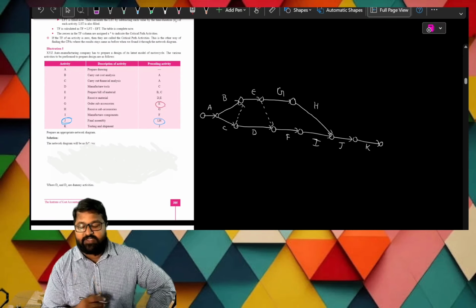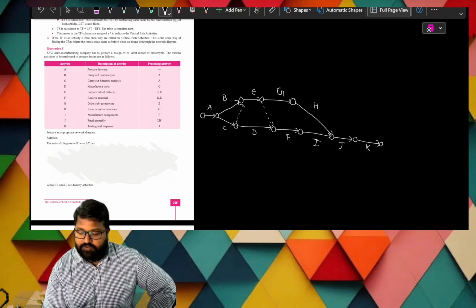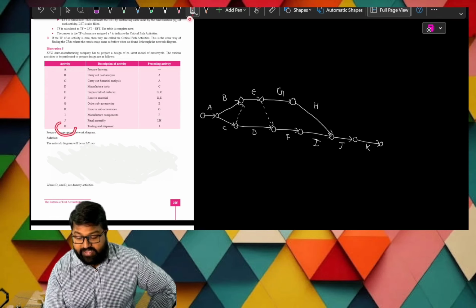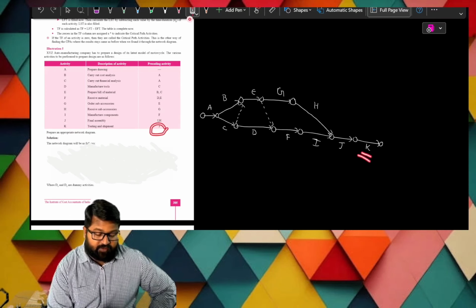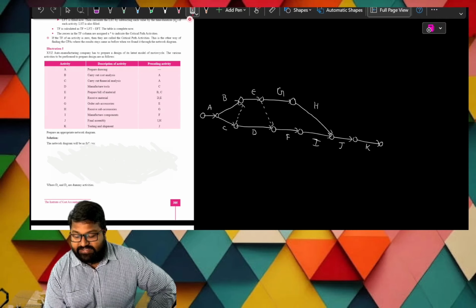Okay, first, what is the basic rule? Let us check it properly. From K, what is emerging? K starts after the end of J. So K started here, after completion of J, it is satisfied. What is the next one?